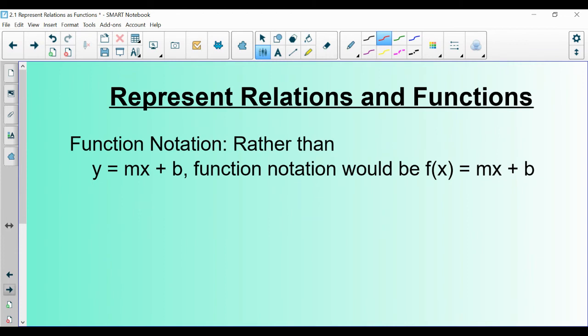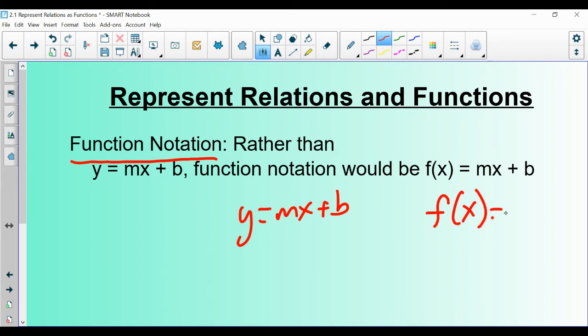One thing that's incorporated in this section is called function notation. You guys are really used to using y equals mx plus b, or y and x as your dependent and independent variables. As you proceed in math, you're going to see y equals less and less often, and instead you're going to see f of x equals. f of x is equal to mx plus b. I want to point out right away that although it does look more complicated, it doesn't have to be. You can always remember that f of x means y.